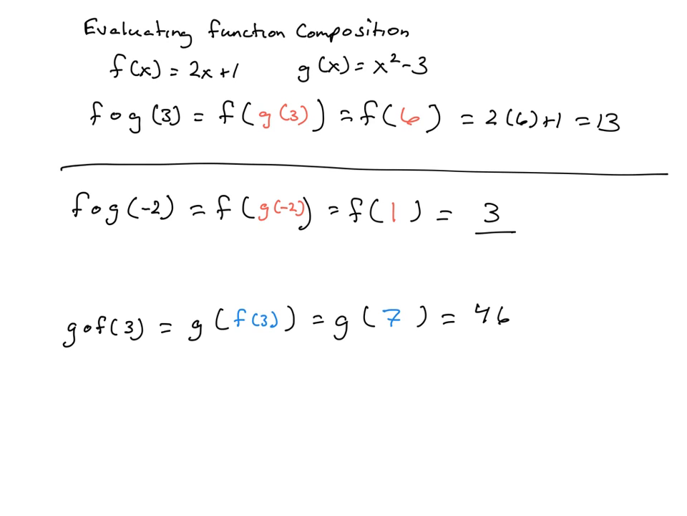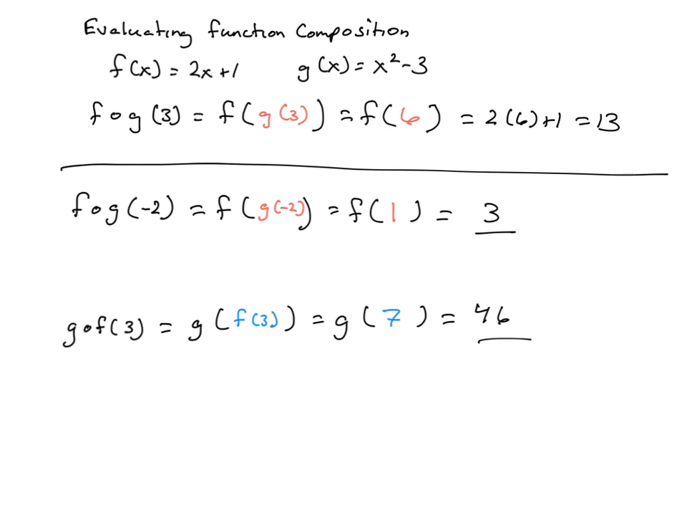Welcome back. Hopefully you got the same answers I did: f of g of negative 2 came out to be 3, and g of f of 3 came out to be 46. Let's double check the calculations. For f of g of negative 2, g of negative 2 is inside. I put negative 2 in for x in function g, which gives me 4 minus 3, which is 1. So g of negative 2 is equal to 1, and that's f of 1. When I put 1 in for x in function f, I get 2 plus 1, which is 3.